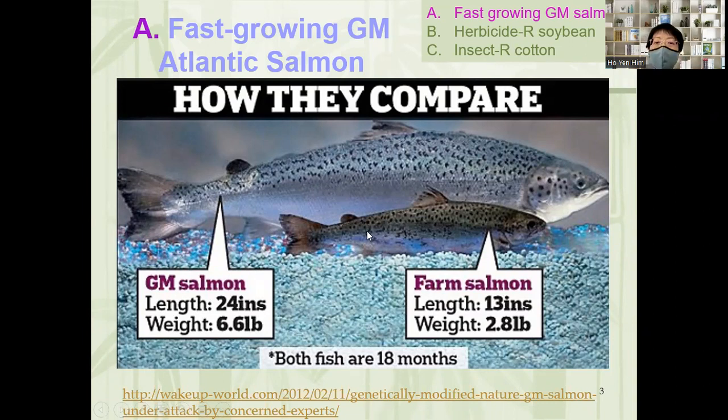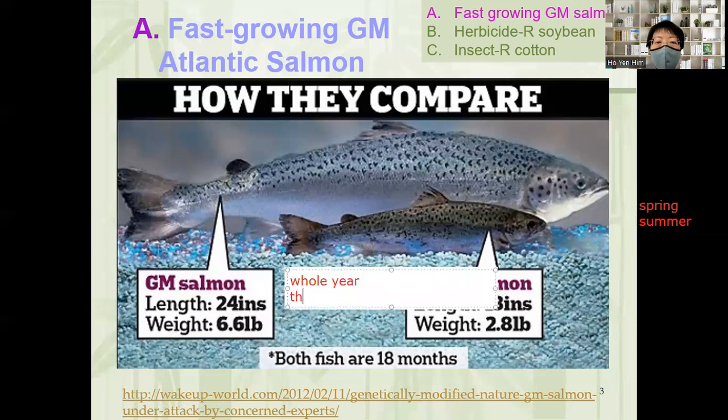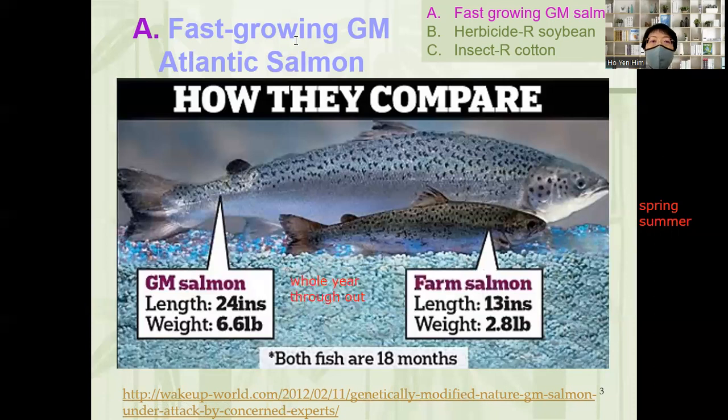Now, conventional salmon usually only grow during spring and summer. So in one whole year, they only grow 6 months, whereas GM salmon can grow throughout the whole year. Because of that, we only grow GM salmon for 1.5 years, whereas the normal salmon, we need to grow for 3 years to reach marketable size to sell.